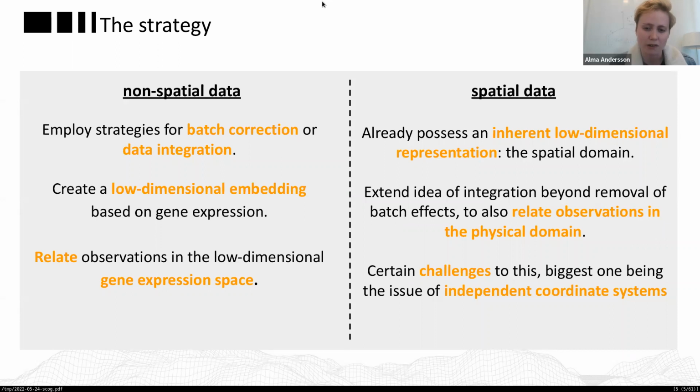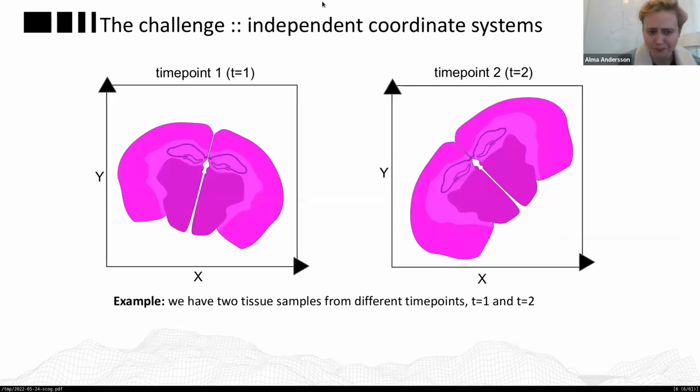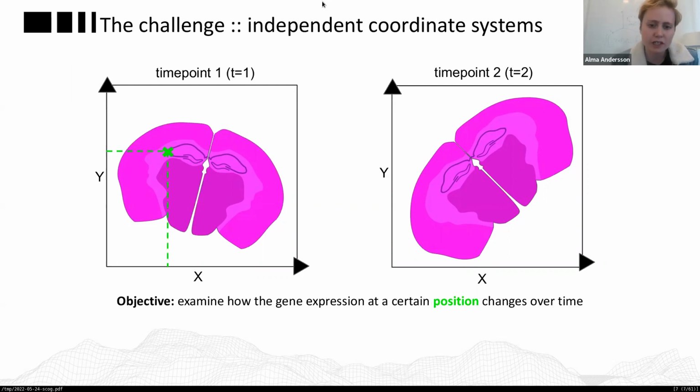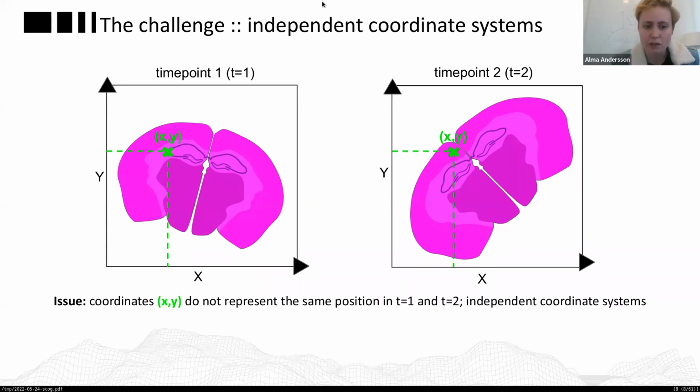And I think the biggest one here is this issue of having independent coordinate systems. And that is an abstract concept that I think is best explained by giving a brief example, which I intend to do here. So you can imagine that we have collected 2 tissue samples from different time points, time point 1 and time point 2. And our objective here is to examine how the gene expression at a certain position, here marked in green, changes over time. And the obvious issue here is that the coordinates x and y don't represent the same position in time point 1 as in time point 2. And that's because we have 2 independent coordinate systems.